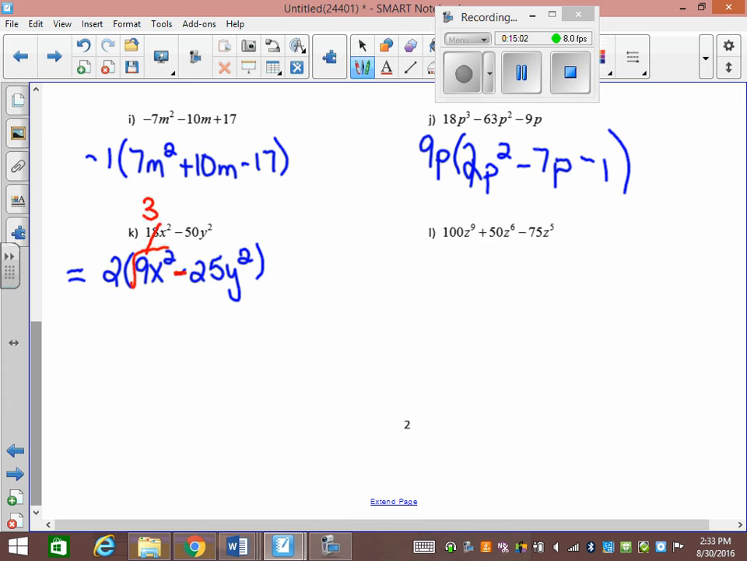3x. What's the square root of 25y squared? 5y. So I get two brackets, with the square roots. What signs do I have in both factors? Plus and minus. Does it matter as long as they're opposite? So plus, minus. If 3x is first, it has to be first in both brackets. If 5y is at the back, it has to be second.